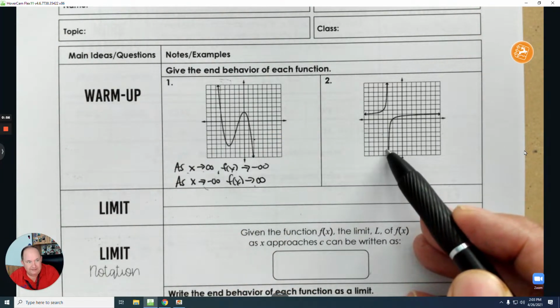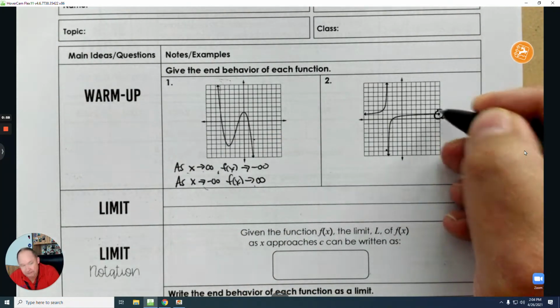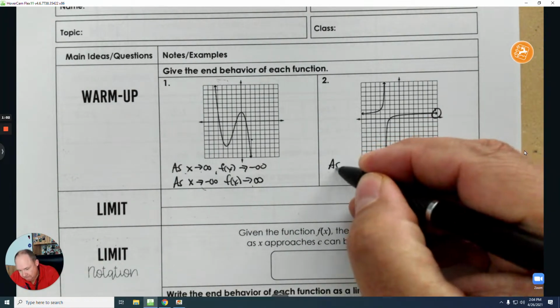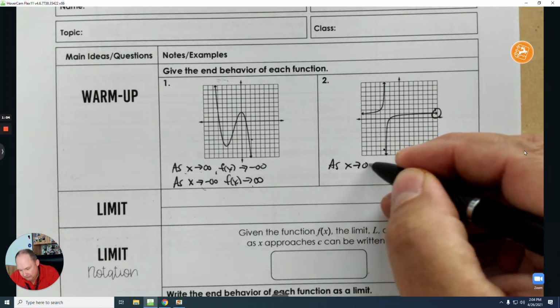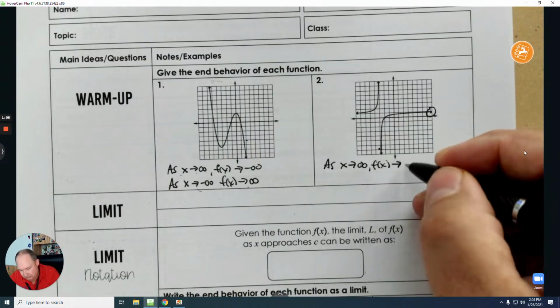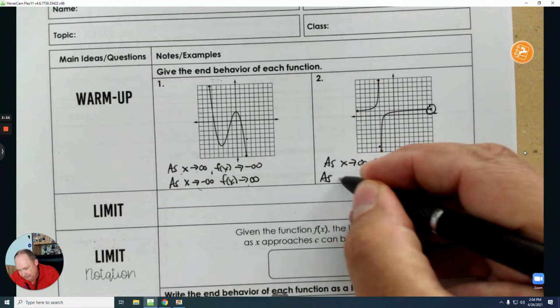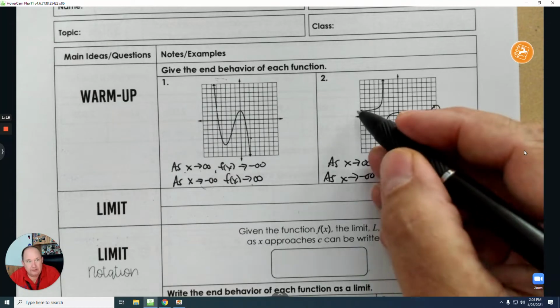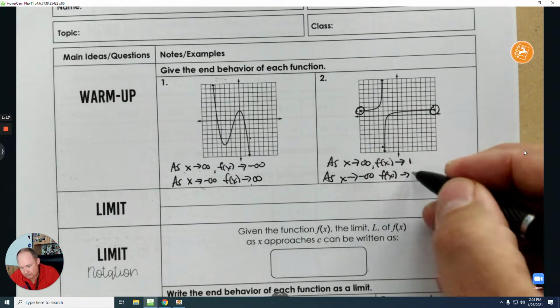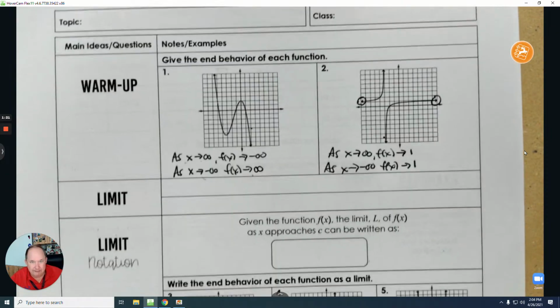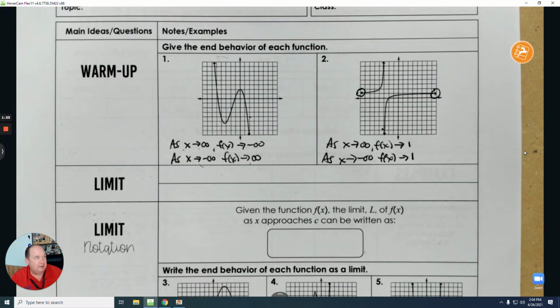Let's try again. Now the right end behavior is going to a number, and that number is 1. So as x approaches infinity, the function is approaching, in this case, 1. As x approaches negative infinity, the left is also approaching 1, but from the left. So we did end behavior statements to help us understand the concept of a limit.